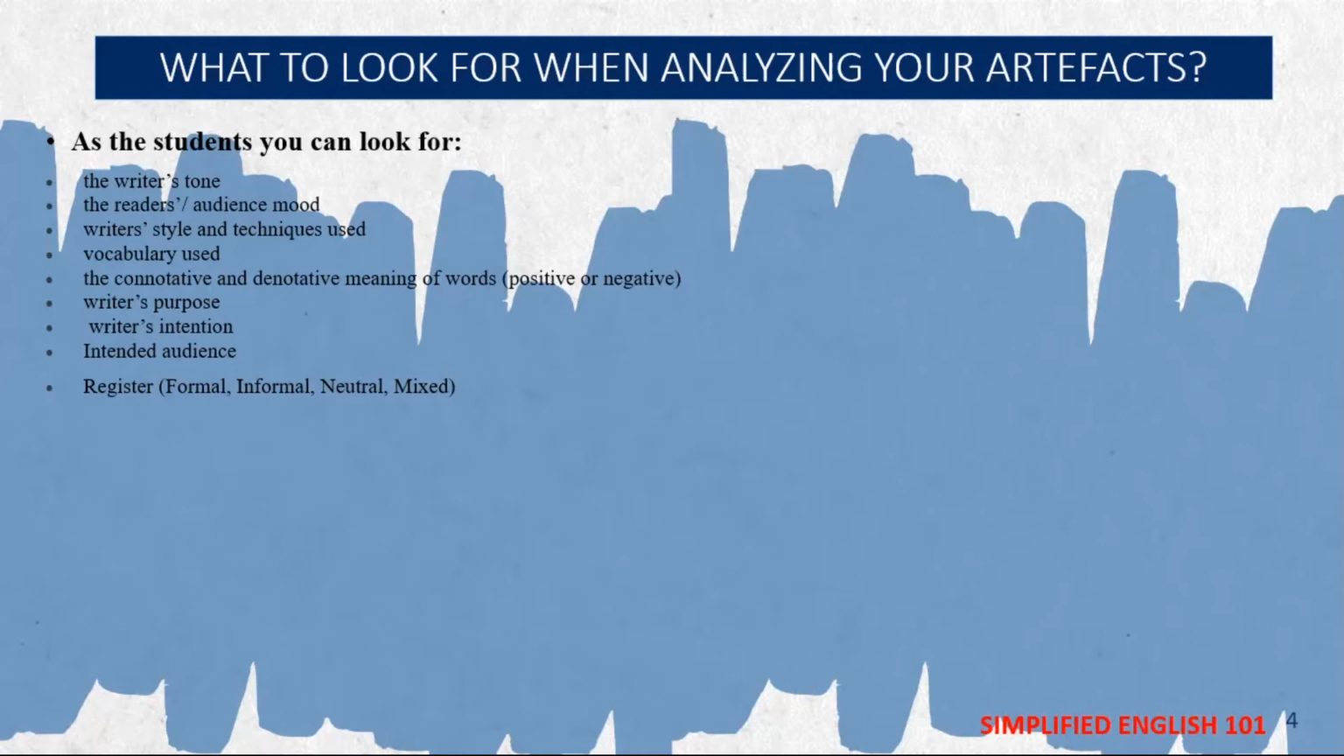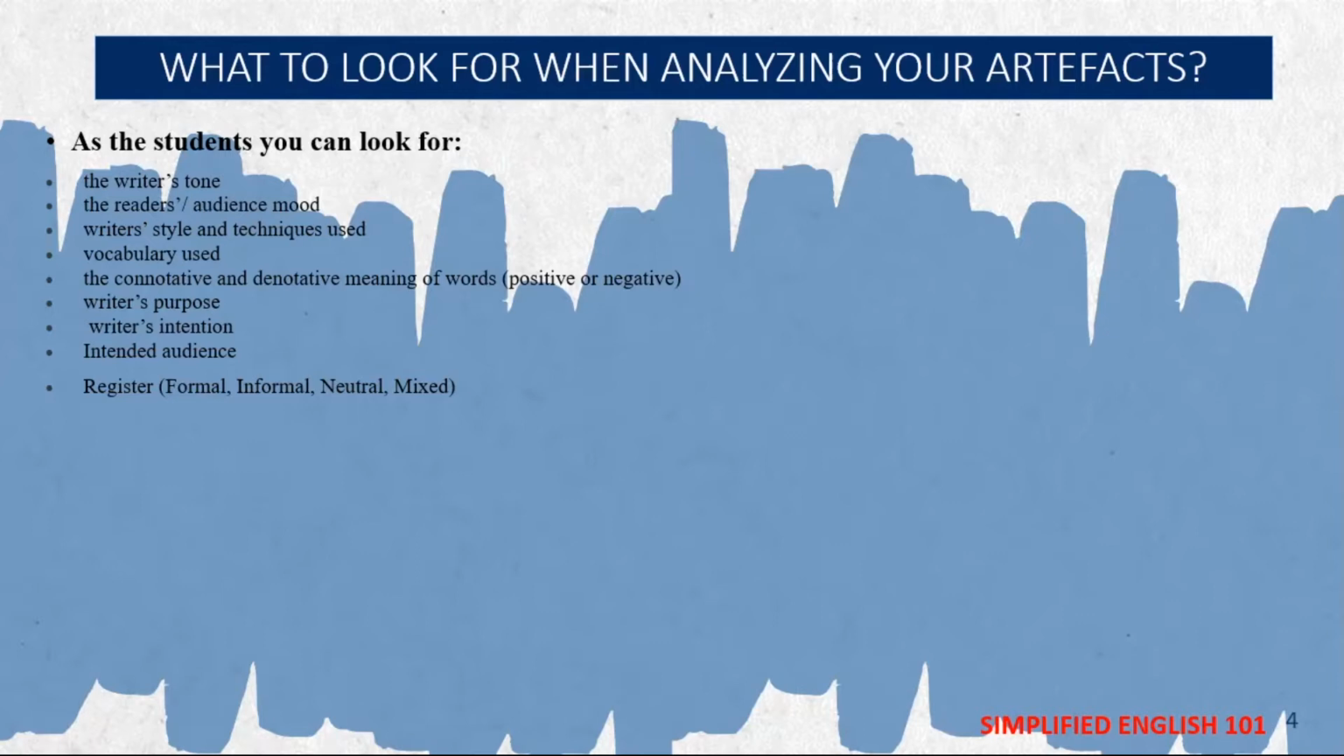So as a student, you can look for in any of your artifacts the writer's tone, the reader's or the audience's mood, the writer's style and technique used, vocabulary used, the connotative and the denotative meaning of words, whether they are negative or positive, the writer's purpose, intention, intended audience, body language, tone of voice, and the list goes on. Additionally, you want to look at the register.